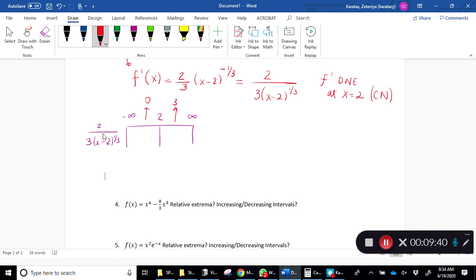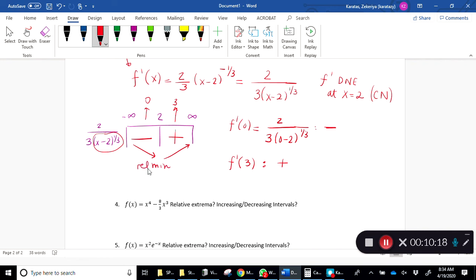This is the one that determines the sign. If you plug in 0 in f prime, f prime of 0 is going to be 2/3 times 0 minus 2 to the 1/3. You can just check this on the calculator. This will be negative, because you're taking the cube root of a negative number. So that's negative here. And f prime of 3 is going to be positive. So it's positive here and then negative here. So it's decreasing and then increasing. So we have a relative min in here.